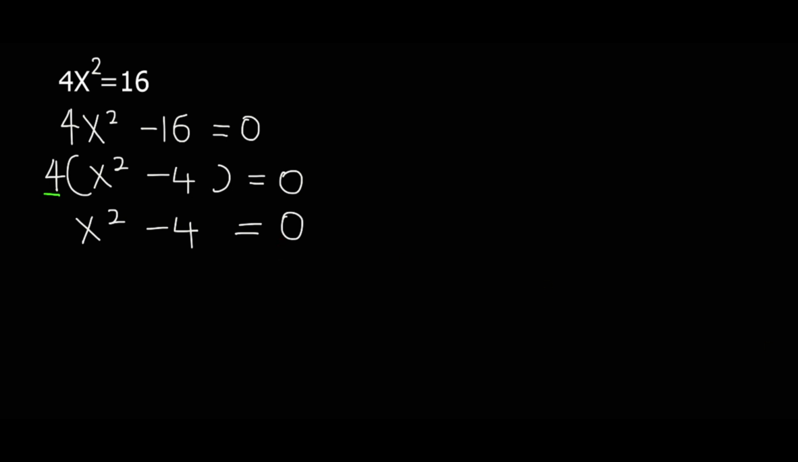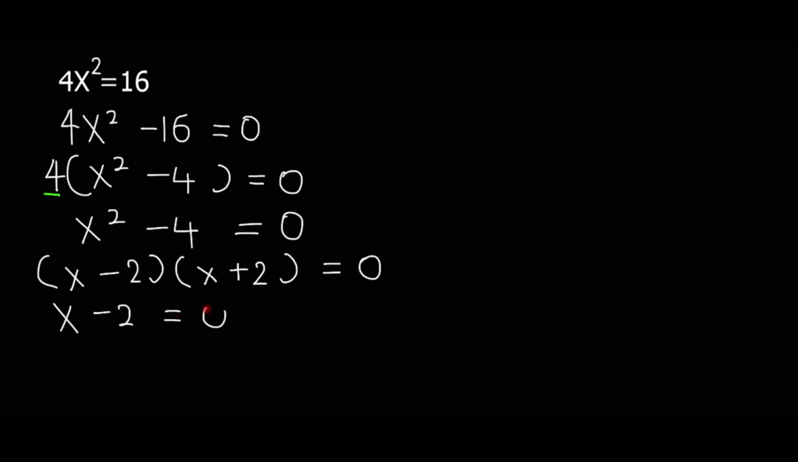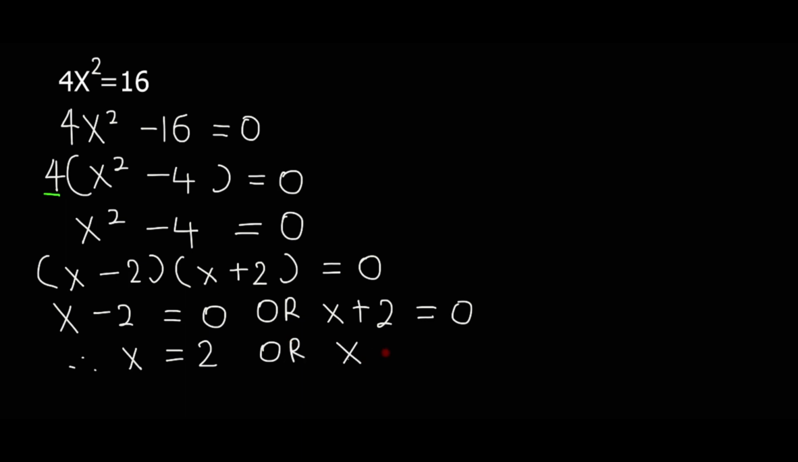Now you can notice that you have a difference of two squares. Because you have a difference of two squares, you have to factorize using the difference of two squares. Square root of 4, remember, is 2, and then from here we solve for x. X minus 2 is equals to 0, or x plus 2 is equals to 0, and therefore x is equals to 2, or x is equals to negative 2, and this is our solutions.